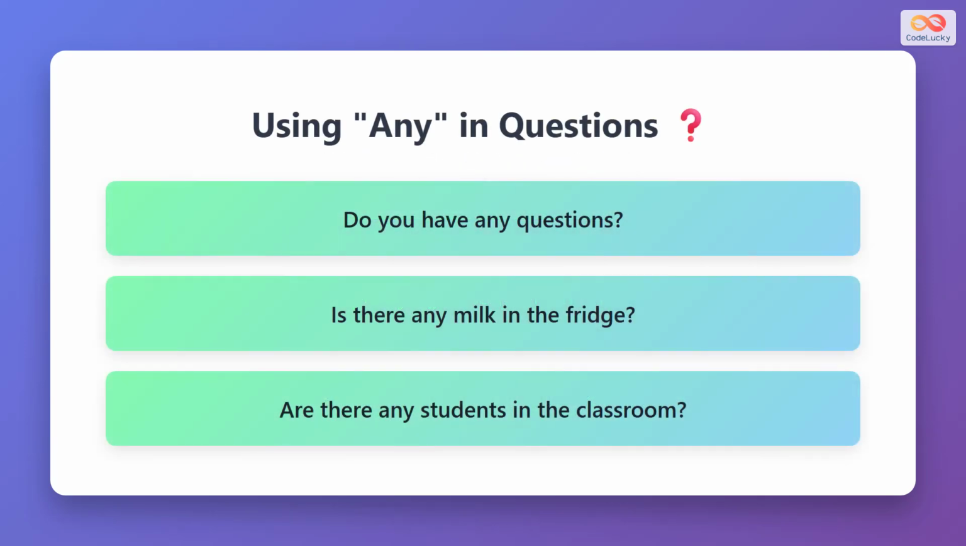In questions, we use "any" to ask if something exists or is available. "Do you have any questions?" means, are there questions or not? "Is there any milk in the fridge?" asks if milk exists in the fridge. "Are there any students in the classroom?" asks if students are present. "Any" works with both plural countable nouns and uncountable nouns.